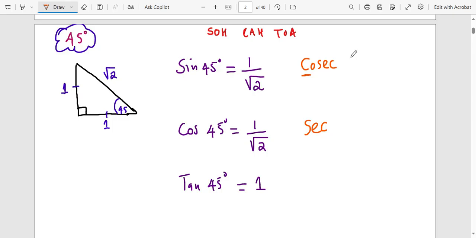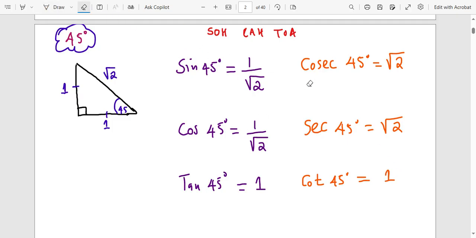So cosec of 45, you just reciprocate. If sine was opposite over hypotenuse, then cosec will be hypotenuse over opposite. So it will be root 2 over 1, which is just root 2. And sec of 45 is also going to be root 2. The opposite for tan is known as cot, the cotangent. So cot 45 is also going to be 1, because the reciprocal of 1 is 1 itself. Okay, so this is what you need to know about the 45-degree special angle.